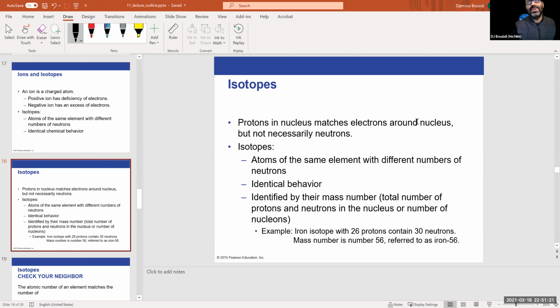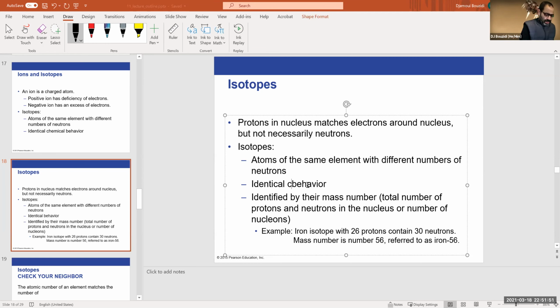The number of protons in the nucleus matches the number of electrons around the nucleus, but not necessarily the number of neutrons. Neutrons have no charge, so you can have as many as you need, as long as you need them. If you have too many of them, they can cause things to become unstable, though not based on electrostatic forces, but on other forces. So isotopes are atoms of the same element with different numbers of neutrons and identical chemical behavior. Again, why is this chemical behavior?